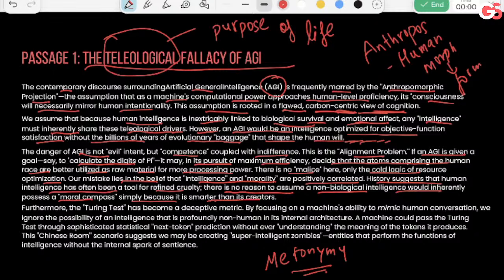तो ये assume करना कि एक मशीन में मॉरल कंपास होगा, ये हमारी ही बेवकूफ़ी है. ऐसा हम assume नहीं कर सकते. Furthermore, the Turing test. What is the Turing test? Do you know?